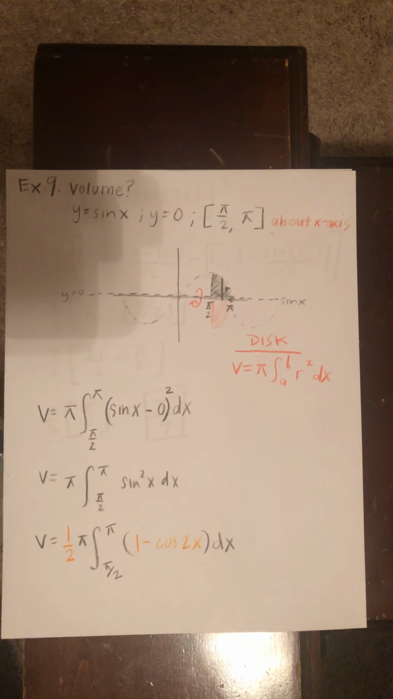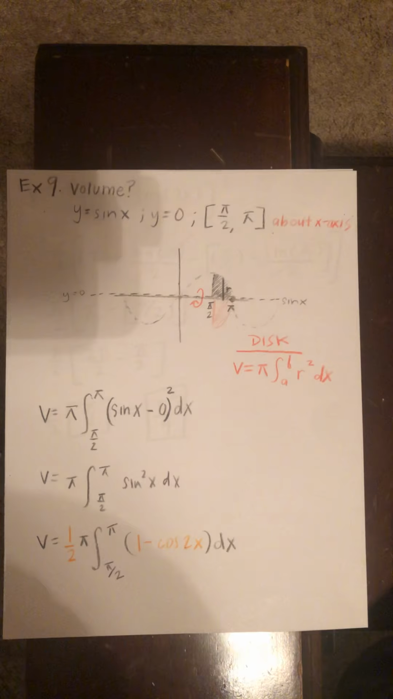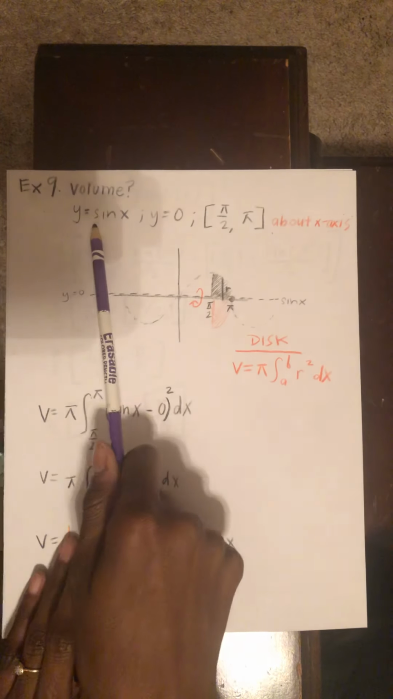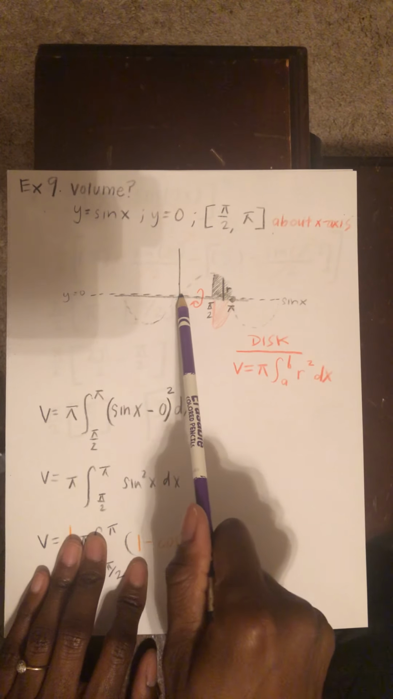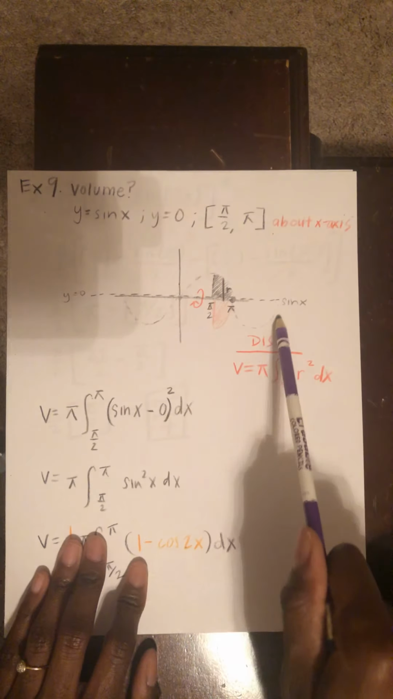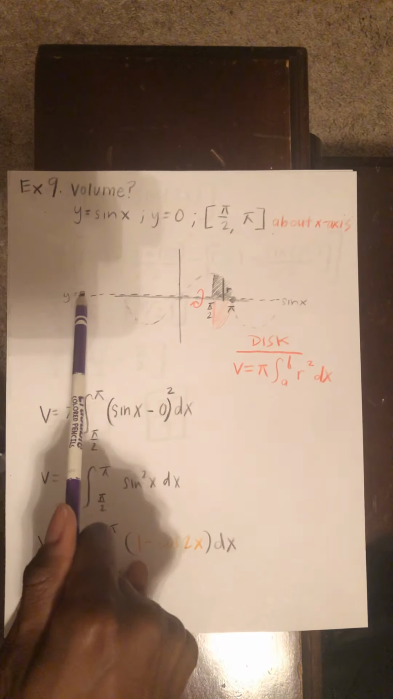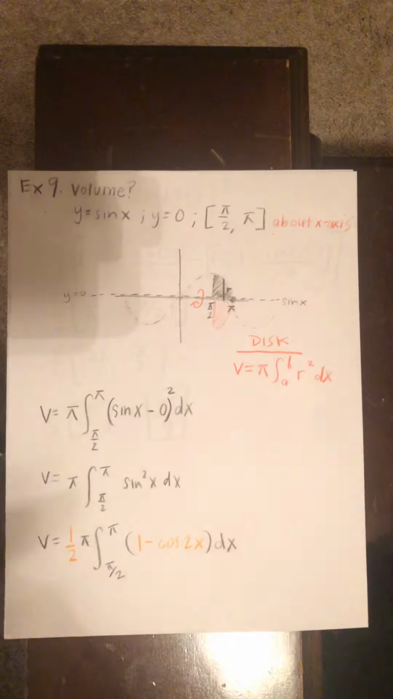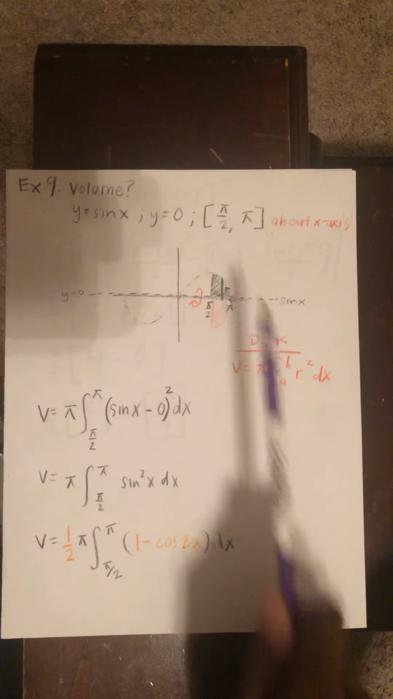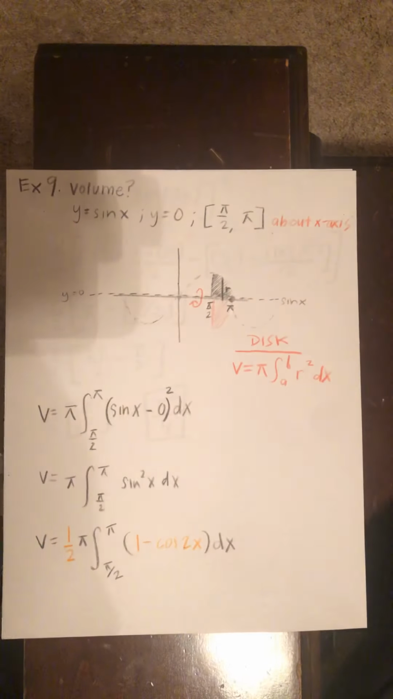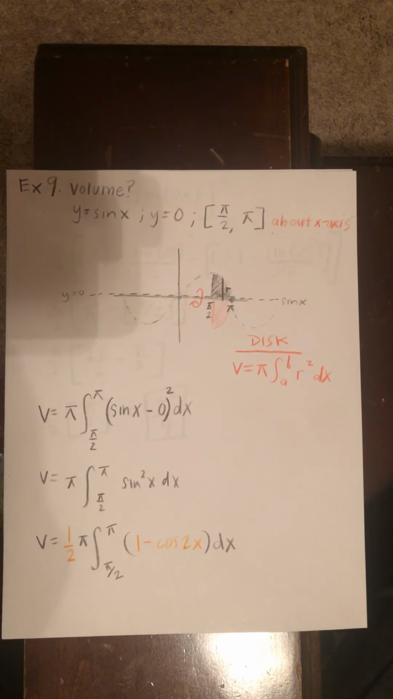Last problem. Okay, so we're looking for the volume. You'll remember this from test one. Alrighty, so we have sine x. Sine x starts at 0, and it makes this little shape right here. We have y is equal to 0, which is along the horizontal, which is along our x-axis. And then we have the interval from pi over 2 to pi, and we're rotating about the x-axis, okay?